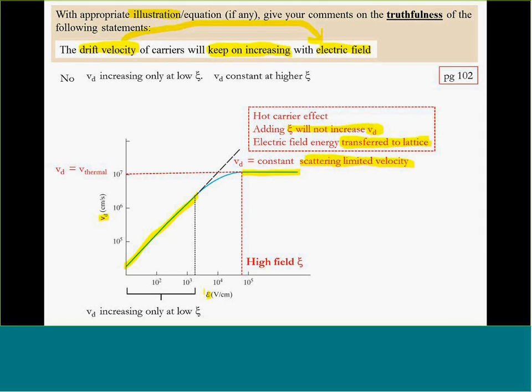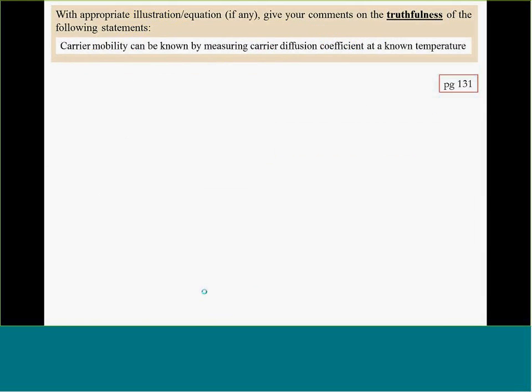Okay, let's go to the next question. Now, something about the carrier mobility can be known by measuring carrier diffusion coefficient at a known temperature. Okay, so the key word is mobility. By measuring carrier diffusion coefficient and a known temperature. So what comes to your mind when you talk about mobility, diffusion coefficient, and temperature?